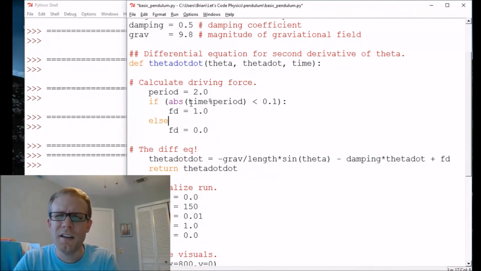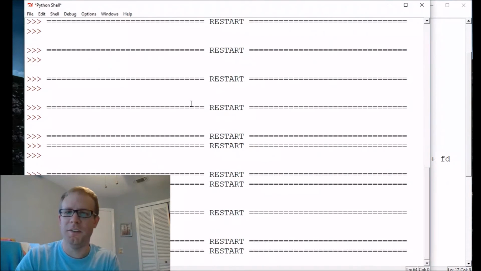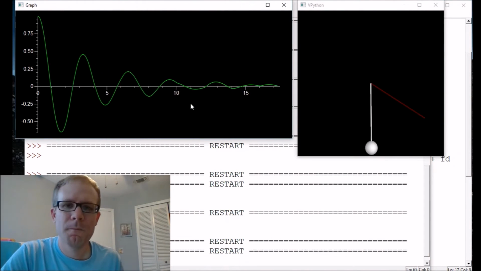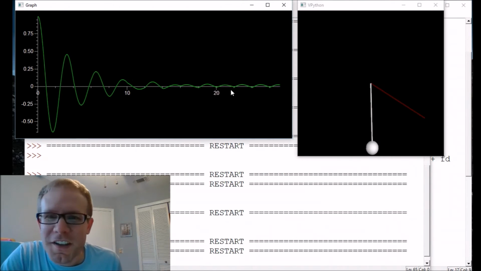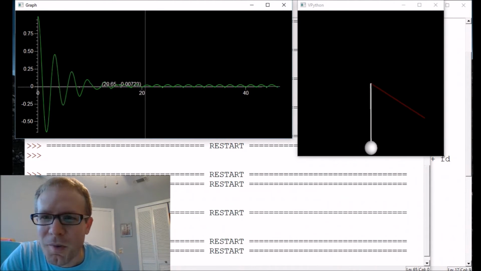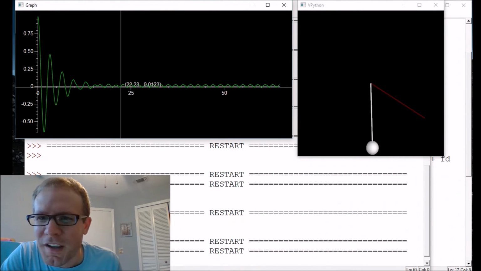Does else get a colon? I don't think so. Let's find out. Invalid syntax, apparently. Else does get a colon. All right. Okay, cool. So you can see the push coming in every second. So let's see here. There's one at 20, and there's one at 22.